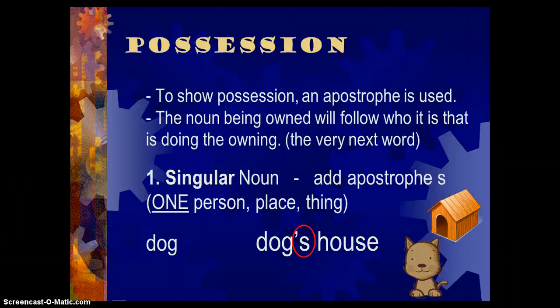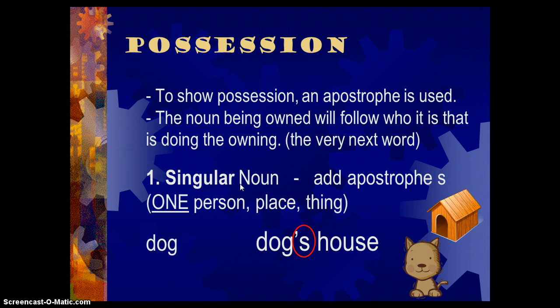To show possession when you're writing, you need to use an apostrophe. The noun being owned will also follow who it is that is doing the owning. So the very next word is going to show what that person is owning. So you need to make sure that those two things are together. The owner, the thing that is doing the owning, who it is, the very next word would be what they're owning. Let's look first at a singular noun.